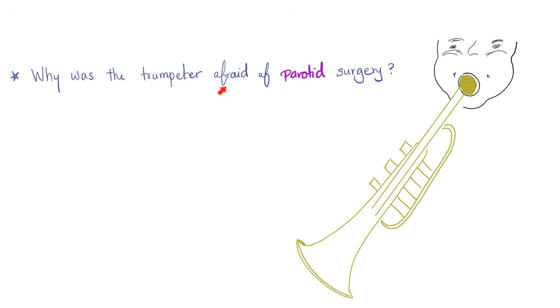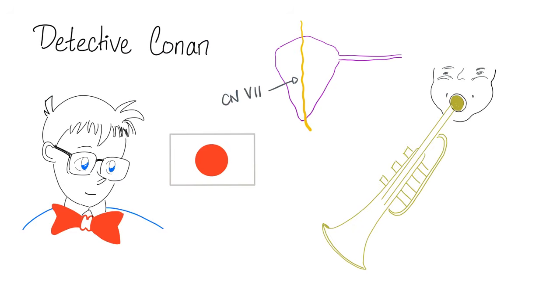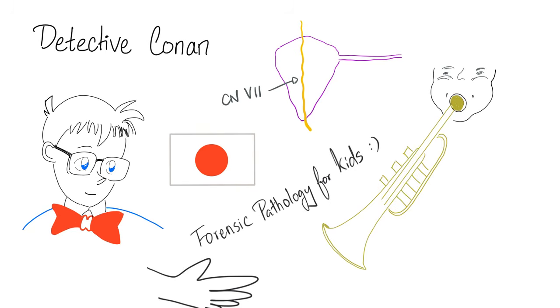Now, why was the trumpeter afraid of parotid surgery? During my lovely childhood, my favorite cartoon ever was Detective Conan. It is the best cartoon, hands down. And one of the lovely things about Conan is that he can guess the occupation of the person he's interacting with just by looking at them or just by shaking their hands. Let's say a tennis player. A tennis player is always holding a racket. Therefore, you'll find the thenar eminence and the hypothenar eminence having some protrusions and some hardening. And the tennis player is going to be different from the ping pong player because the racket is different from the paddle. One is larger, one is smaller.